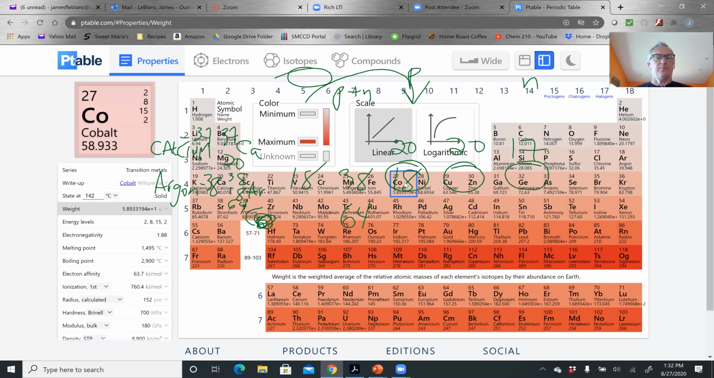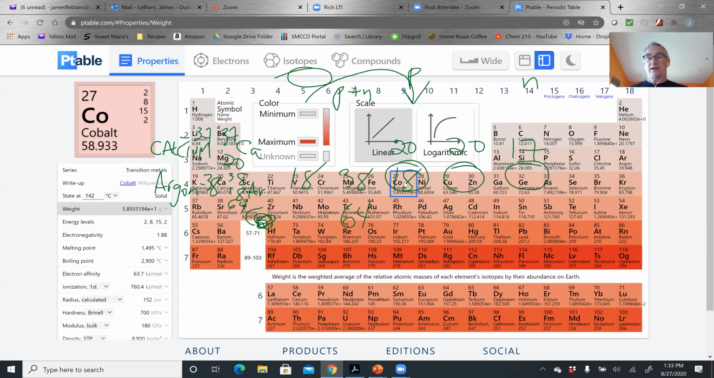27. And one of the bits of information that you get from the periodic table here, and we'll be getting into the chapter after this one, it gives you the electron configuration, which tells you how the electrons are arranged around the nucleus. So it shows you for cobalt, in the first shell, there's 2. In the second shell, there's 8. In the third shell, there's 15. And in the fourth shell, there's 2.